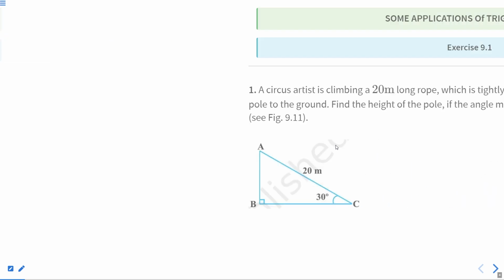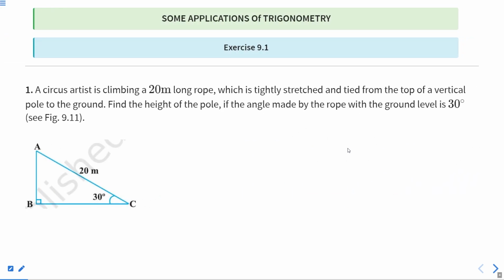So let's get started. In the first question, we have a circus artist climbing a 20-meter long rope which is tightly stretched and tied from the top of a vertical pole to the ground. Find the height of the pole, if the angle made by the rope with the ground level is 30 degrees. We have been given this picture.